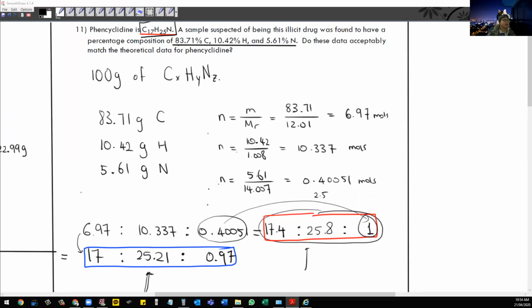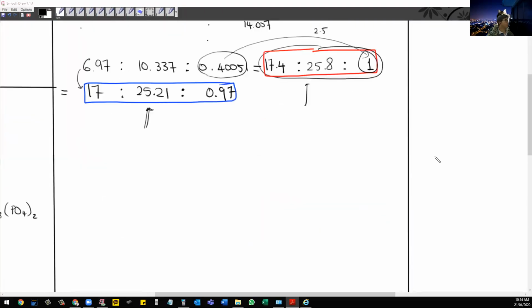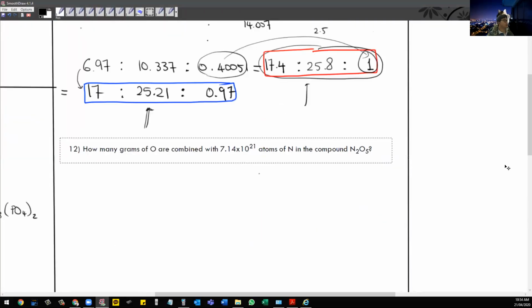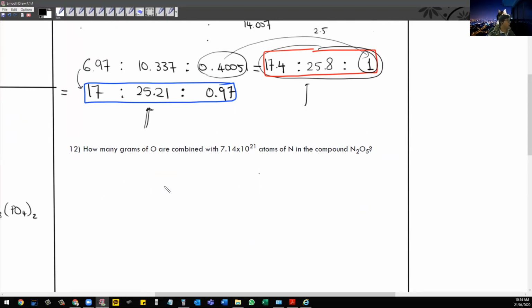Now moving on to the next question. Okay, question 12. All right, how many grams of oxygen are combined with 7.14 times 10 to the power 21 atoms of nitrogen in this compound? Okay.